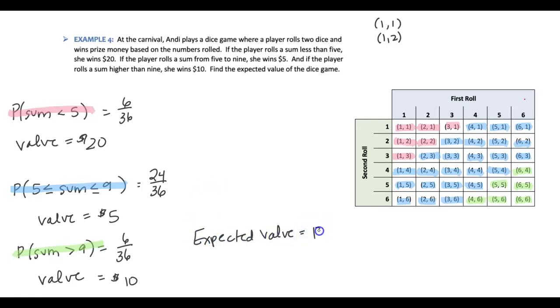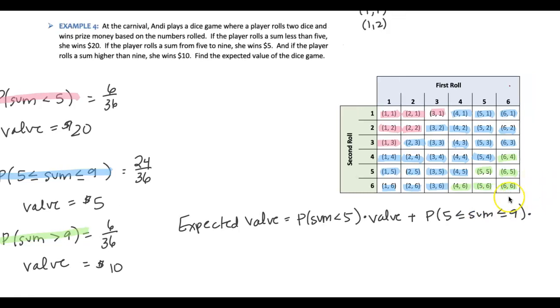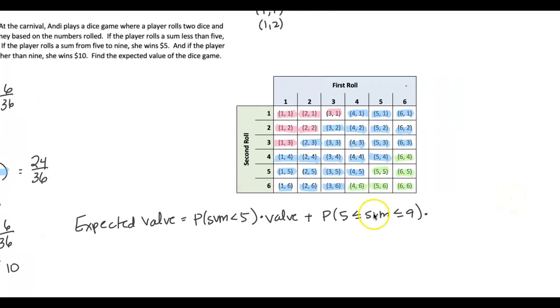So we can calculate our expected value as the probability that we have a sum less than 5 times the value. We're going to repeat that for the probability of a sum between 5 and 9 times its value, and the probability of a sum greater than 9 times its value.